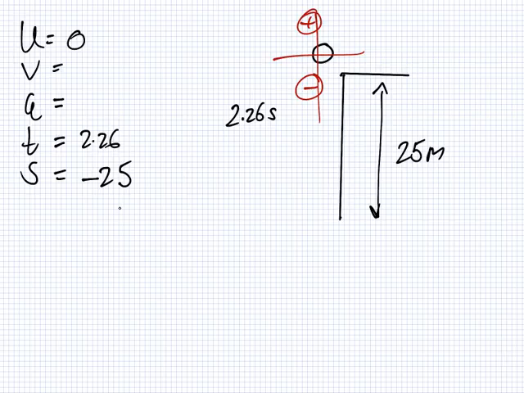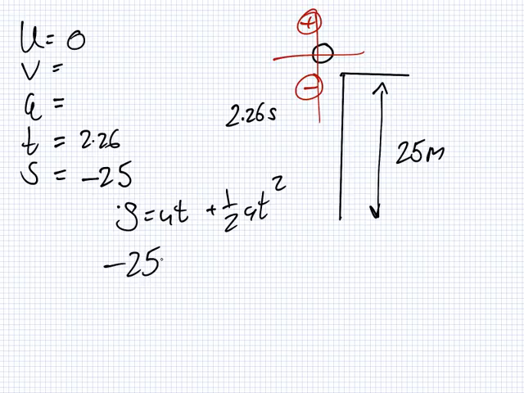Could we use S equals UT? Not really, it's displacement, which is a position. It has a positive and a negative. Remember my warning in the last class? So S equals UT plus a half AT squared.